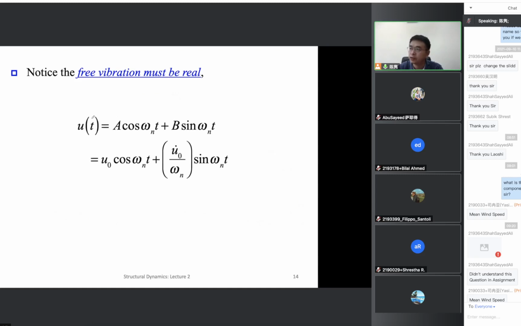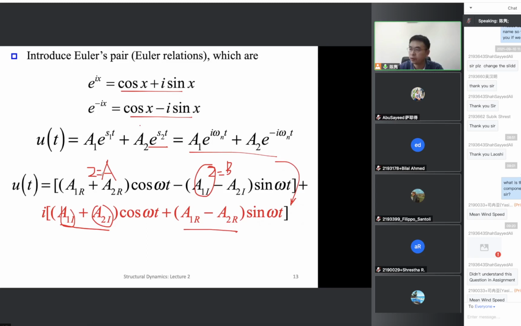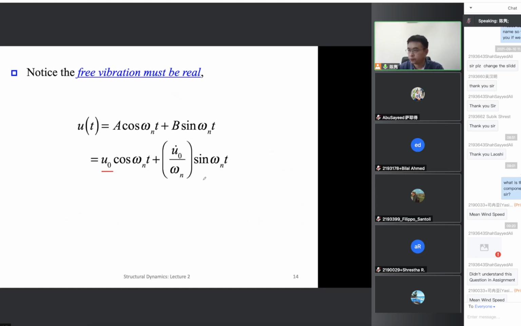So again here you introduce initial conditions, so A equals this one, then from the velocity you get B equals this one. So we get the solutions. Here A and B are real constants, because they are from here. This one is real, this one is real. So this is the final solution from a different way. This is the free vibration of the undamped SDOF system.